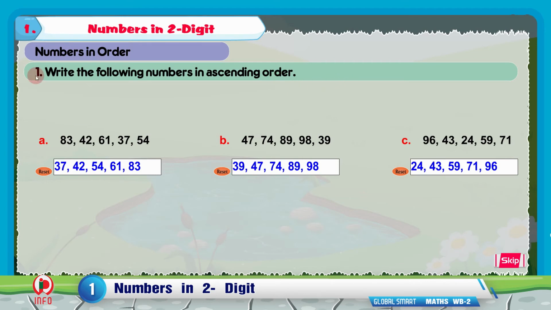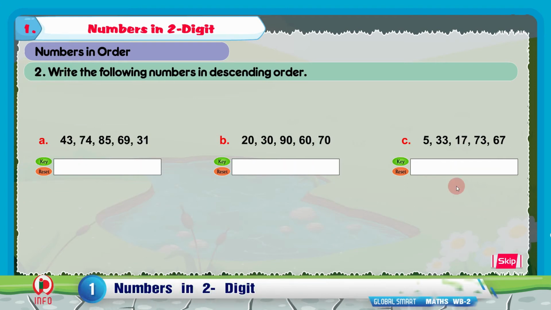Now this is the first bit we have done. We will go for the second bit. Now we will do the second bit in numbers in order. What is the heading for the second bit? Let's read the heading. Write the following numbers in descending order. So here we are given 3 set of numbers and we have to write these numbers in descending order.